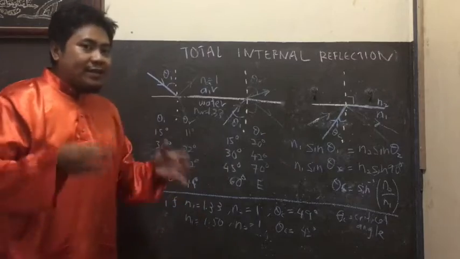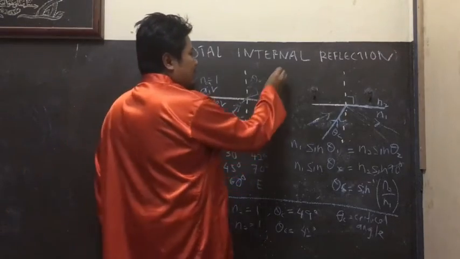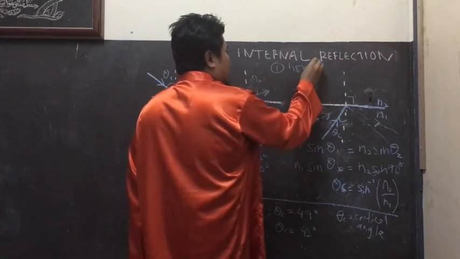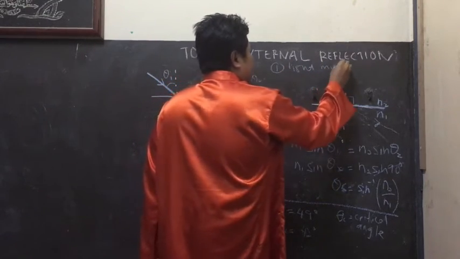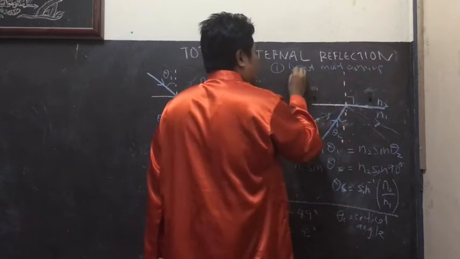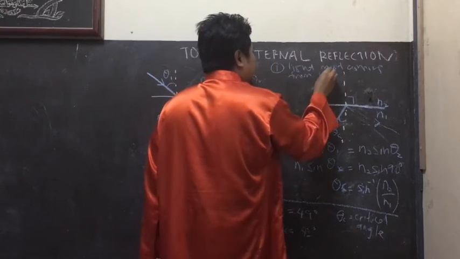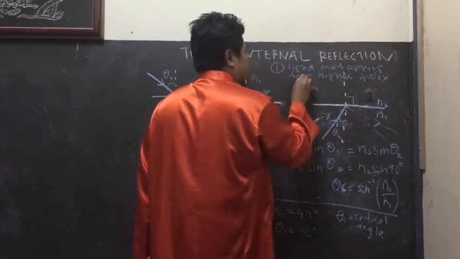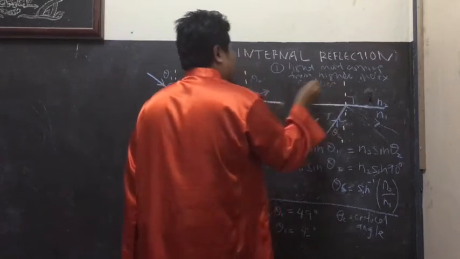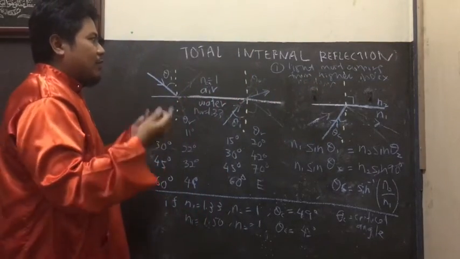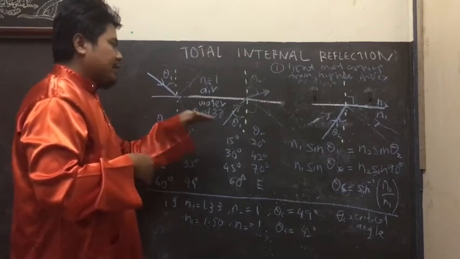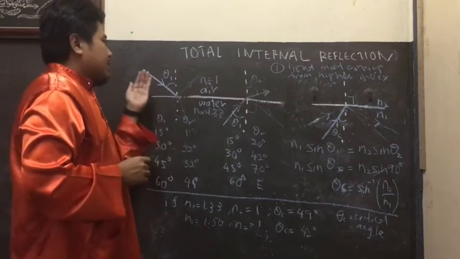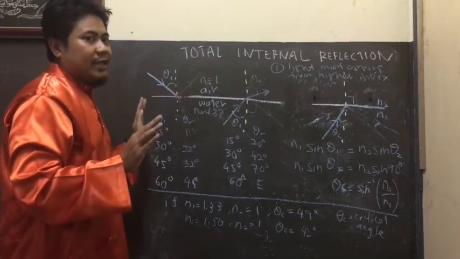So what are the conditions for total internal reflection to occur? The first condition is that light must come from a higher index medium. That means from glass to air, from glass to water, from water to air. From air to water, total internal reflection cannot occur.